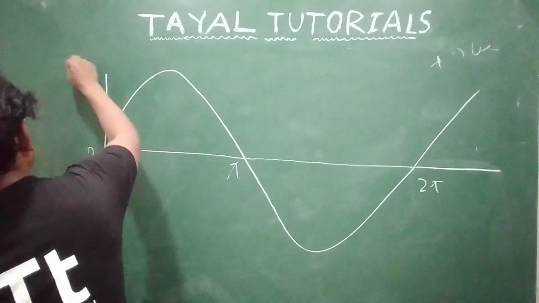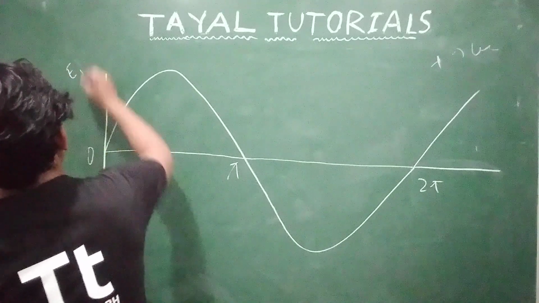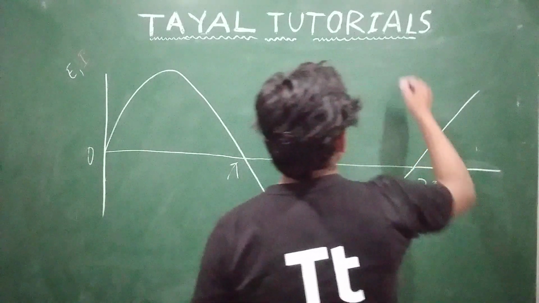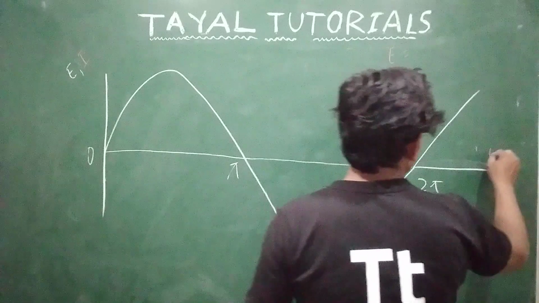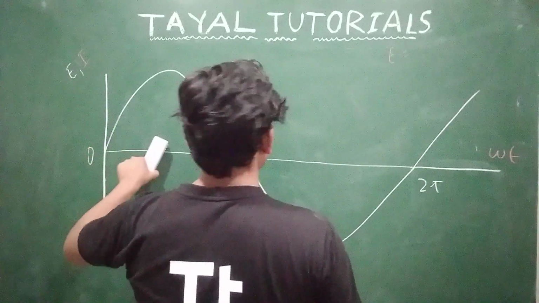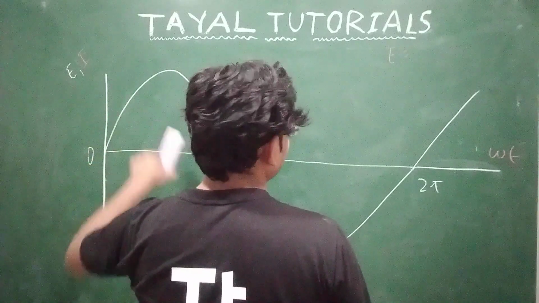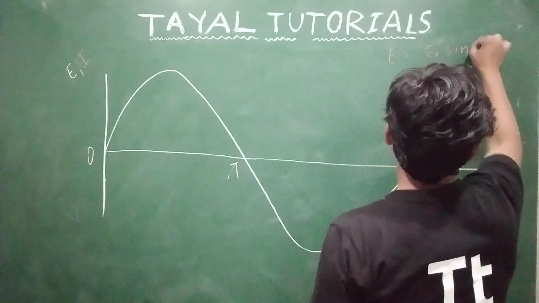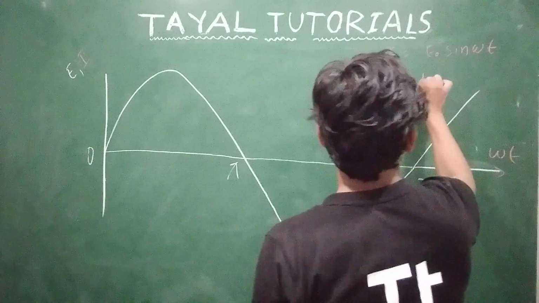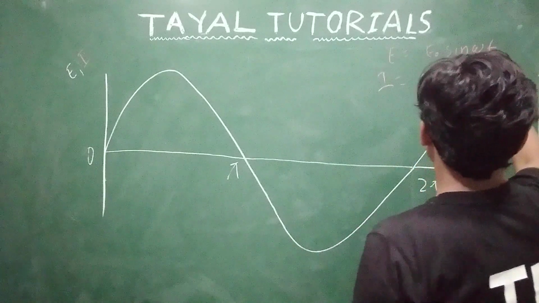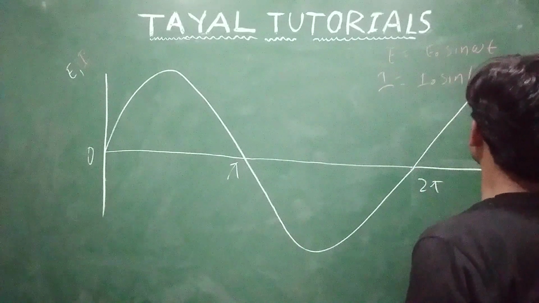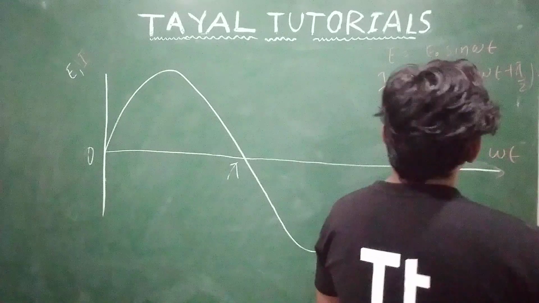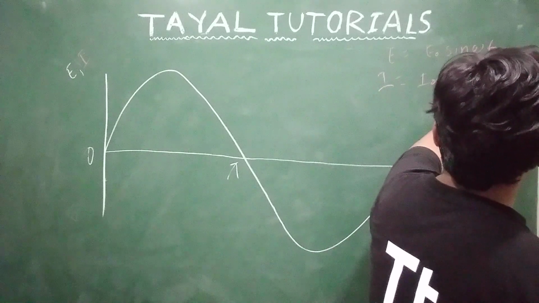Between E and I, we are going to draw the graph here. We had the equation E is equal to E naught sine of omega t. We are representing E and I. This is omega t. E is equal to E naught sine of omega t. I is equal to I naught sine of omega t plus pi by 2. This plus represents lead. This pi by 2 is extra.